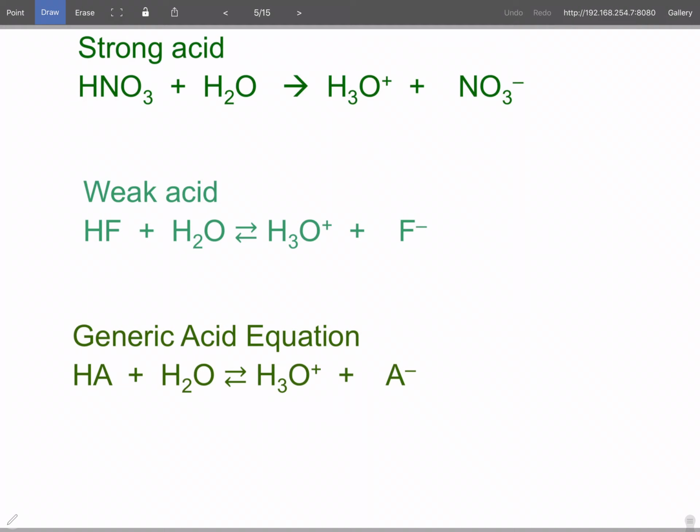All right, let's talk strong acids and weak acids and what they look like. What is a strong acid? Well, a strong acid will dissociate completely. And you know this because it has a one-way arrow. It's one way, see? So this is your acid form. This is your base form. This is a strong acid. It's a proton donor.